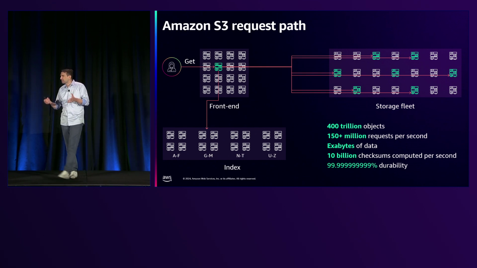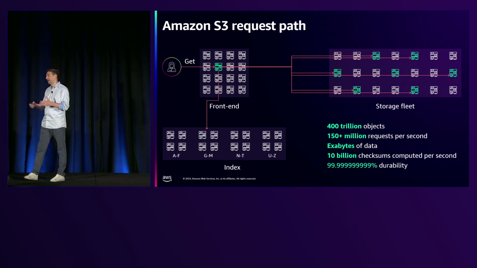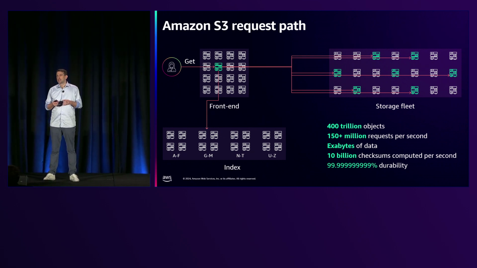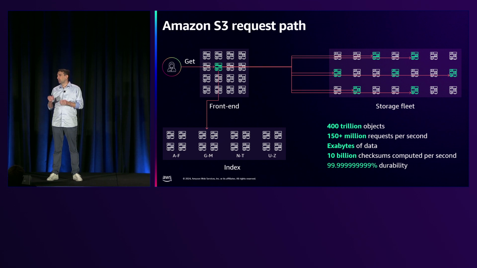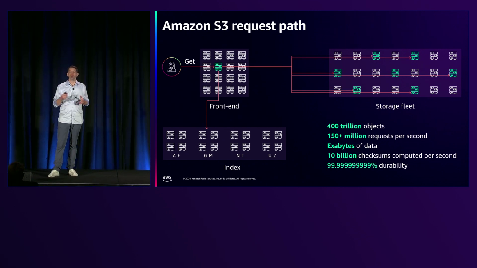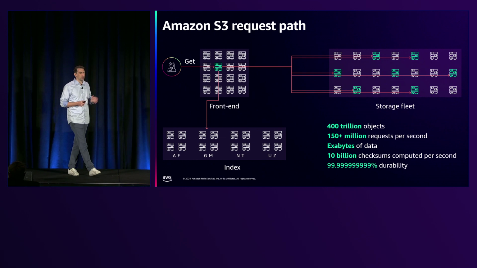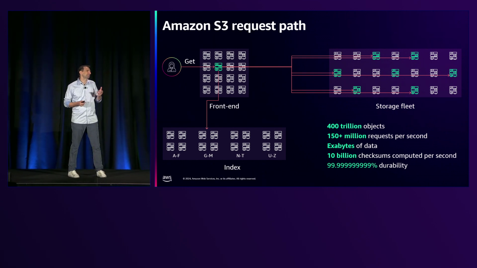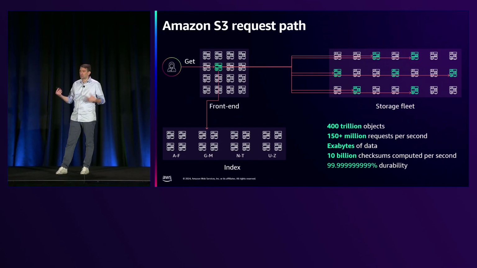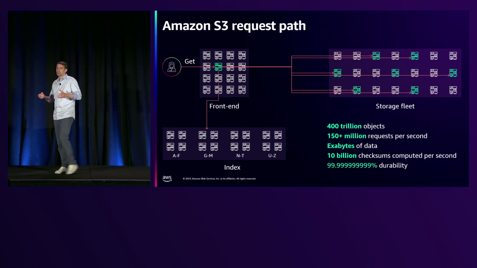There are exabytes of data, hundreds of millions of requests per second. And so what that means is that for every single request, every single request you are doing when you're writing data into S3 or reading data from S3, what's happening behind the scenes is that the client is doing a DNS lookup. It connects to the web server. The web server then looks into the index.